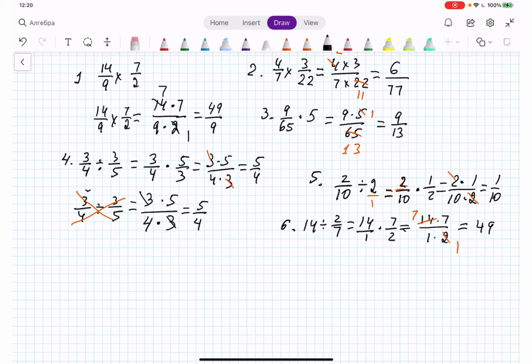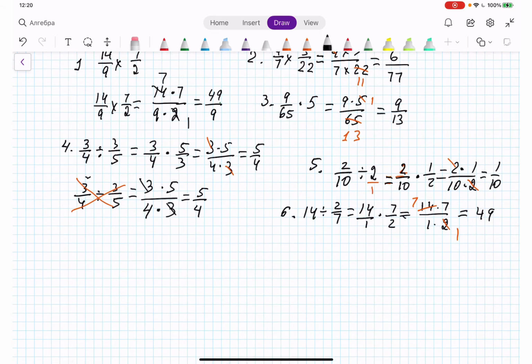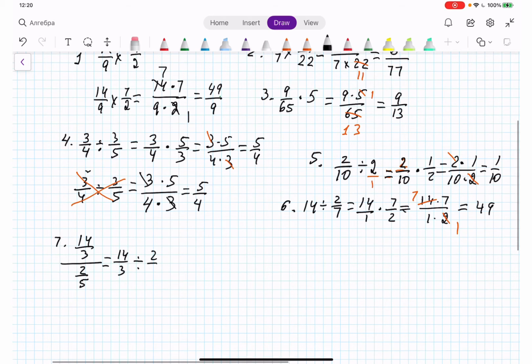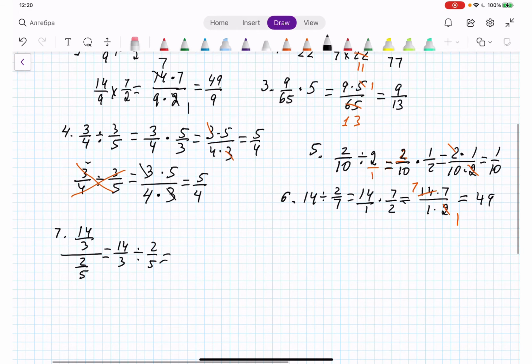Number 7. Fourteen over 3 divided by 2 over 5. This is equal to 14 over 3, divided by 2 over 5, and this is equal to 14 over 3 times 5 over 2. Okay, let's see. 14 and 2, this is 1, this is 7, and there is nothing else to reduce. 7 times 5 is 35. Here is 3.